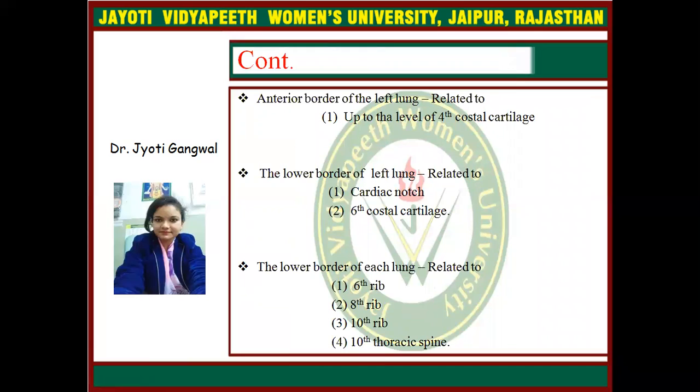Regarding the anterior border of the left lung, it is related up to the level of the fourth costal cartilage. The lower border of the left lung is related to the cardiac notch and the fifth costal cartilage. And the lower border of each lung is related to the sixth rib, eighth rib, 10th rib, and 10th thoracic spine.